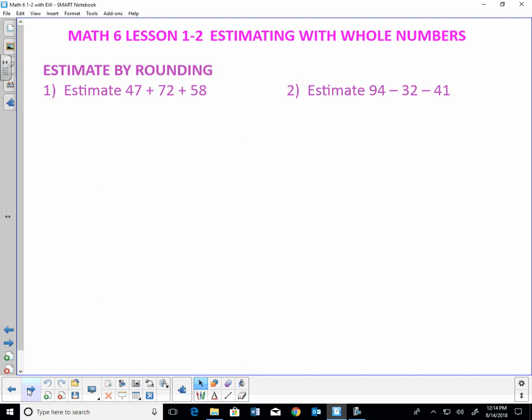47 plus 72 plus 58. Yes, you could probably add these in your head pretty easily. However, we're working on estimation, not on basic addition. So I'm going to round this. Remember, when you round, if a number is 5 or greater, you round up. I'm going to round all these numbers to the nearest 10. So 47 is going to round to 50 for me, 72 is going to round to 70, and 58 is going to round to 60.